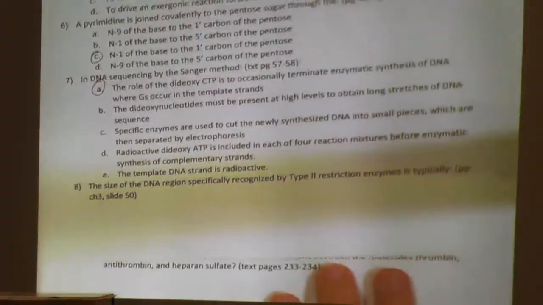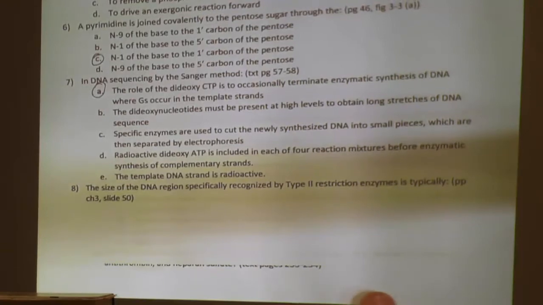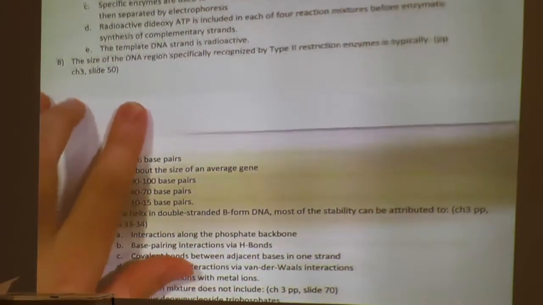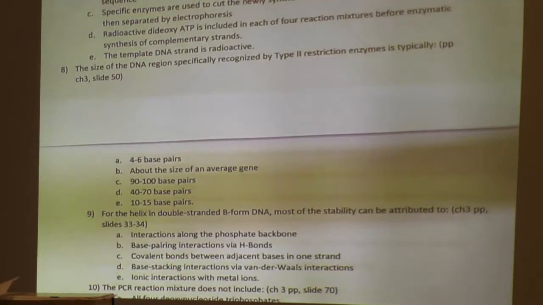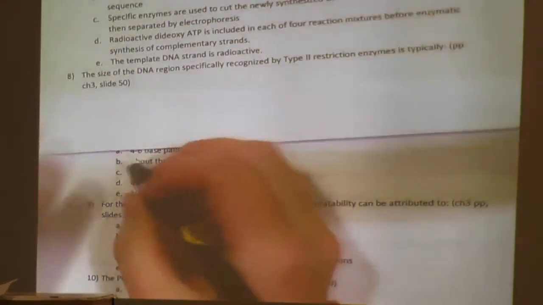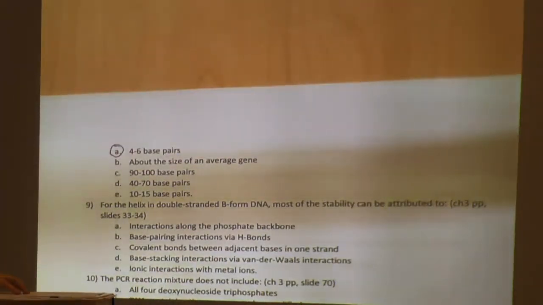The size of the DNA region specifically recognized by type 2 restriction enzymes is typically what size? A. I like the sound of A. Does everybody like the sound of A? Okay. So are type 2 restriction enzymes the most selective, or are they the least selective? Most selective, yeah. So what are the other two types of restriction enzymes? I heard someone say type 1 and type 3. Good job, guys.